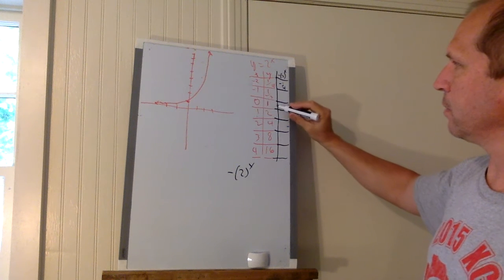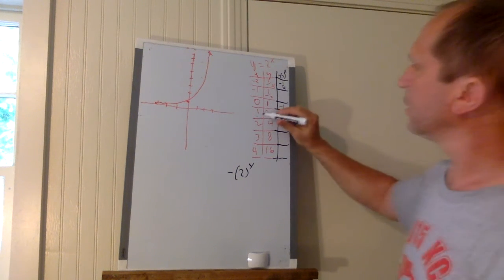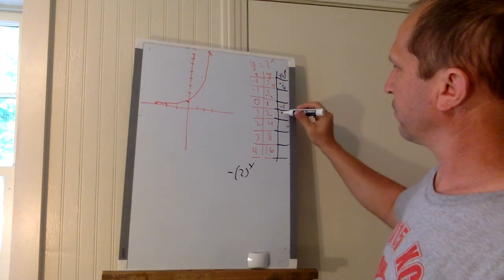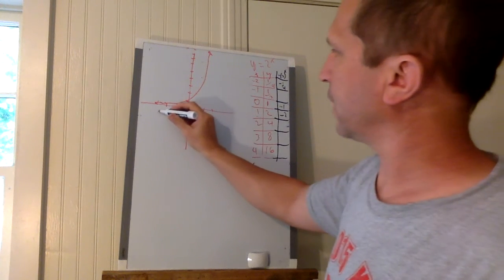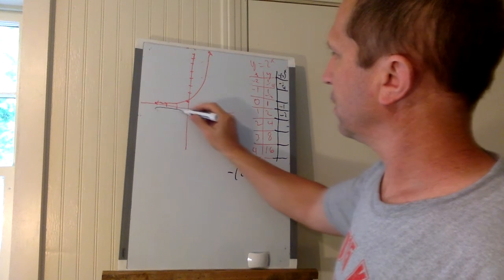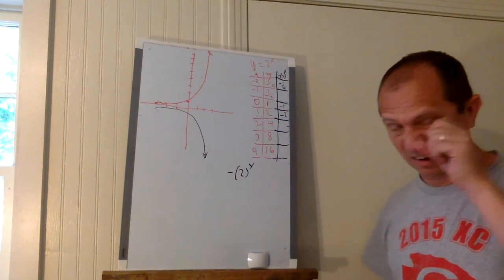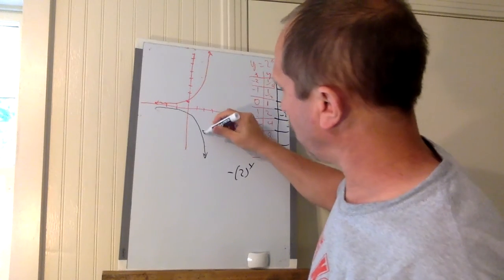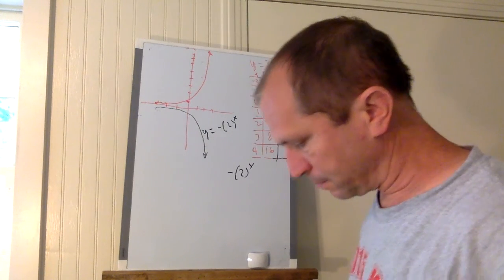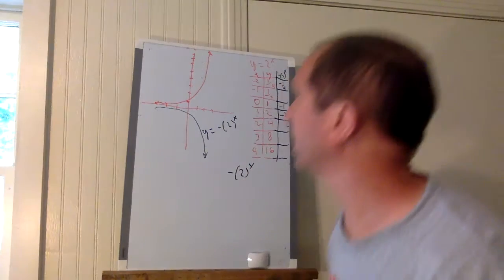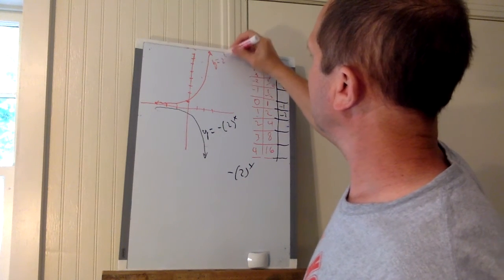2 to the 0 would be 1, so it's the negative of that, which is negative 1. 2 to the first is 2, negative of that is negative 2. And you can see what would happen with the rest of them. So this takes that same graph and flips it and it goes down. So this is y equals the negative of 2 to the x. And this is y equals 2 to the x.